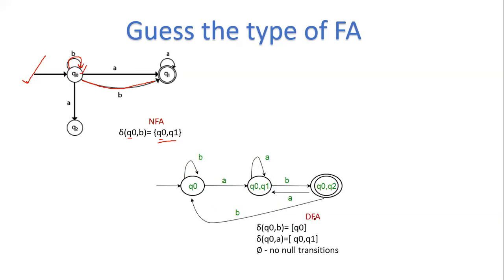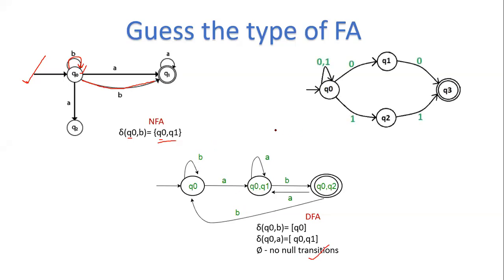For a specific input, it is moving from one state to another state only, not for many paths. It doesn't have many paths. So we can say this is a DFA, and there is no null transition also. Okay. Next one.